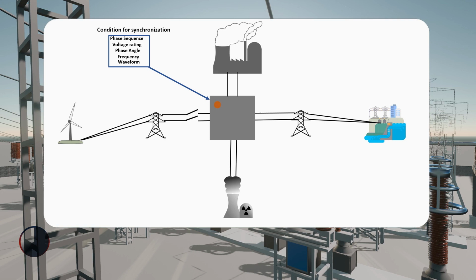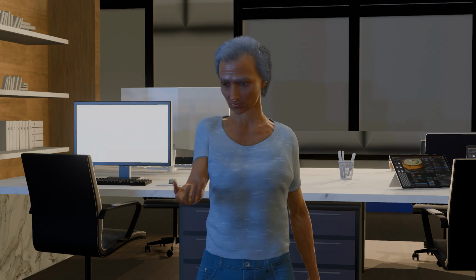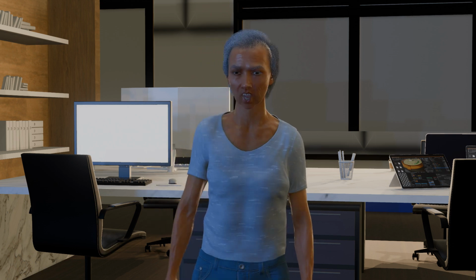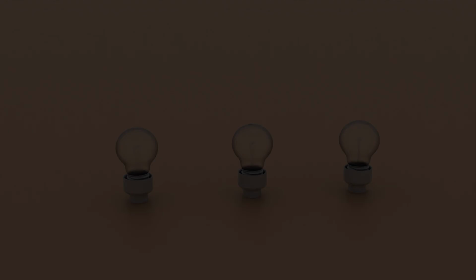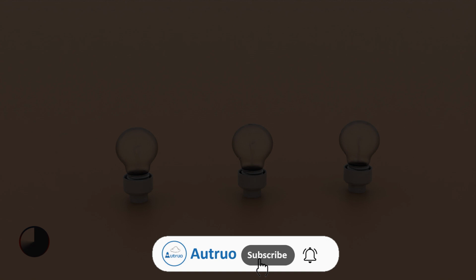If it matches, the new generating station will be automatically added to the grid, thereby allowing the generator to be synchronized to the grid. However, before this time, power synchronization was done through the use of 3 incandescent light bulbs.